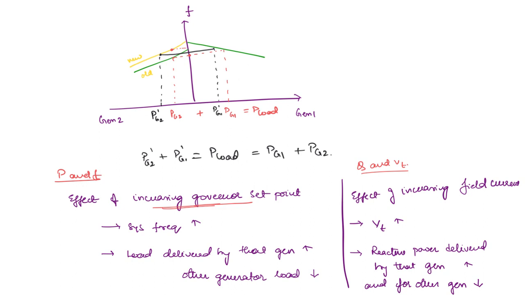But we don't want to change both the parameters at the same time. That means at a particular frequency we want the load sharing to be changed, or at a particular load sharing we want the system frequency to be changed. So how do we make that happen? We can simultaneously vary the governor set points. Here we are talking about the effect of a single generator, but if we simultaneously vary the governor set points as well as the field current, we can get different load sharing at a particular frequency or terminal voltage, or different system frequencies and terminal voltage for a particular load sharing. So don't worry, we will summarize all of this.